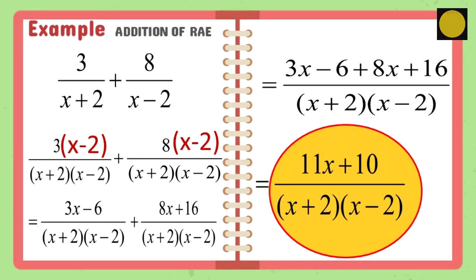Next example. 3 over x plus 2 plus 8 over x minus 2. The LCD is x plus 2, x minus 2. Divide the LCD to the denominators. Multiply the quotient to the numerators. Then simplify. The answer is 11x plus 10 over x plus 2, x minus 2.